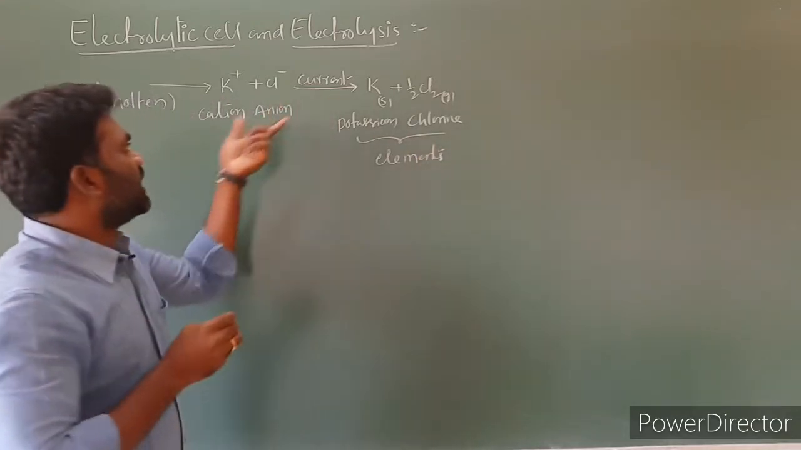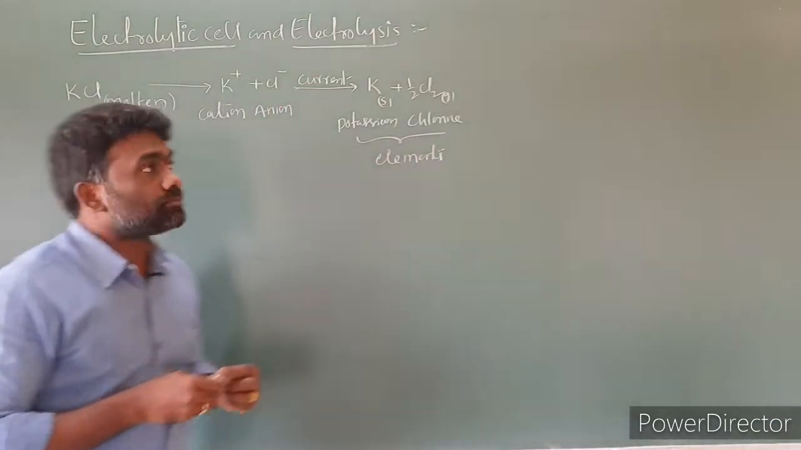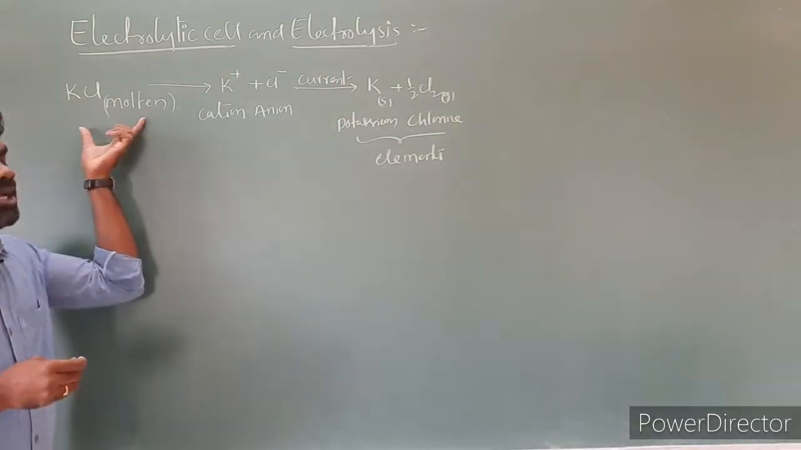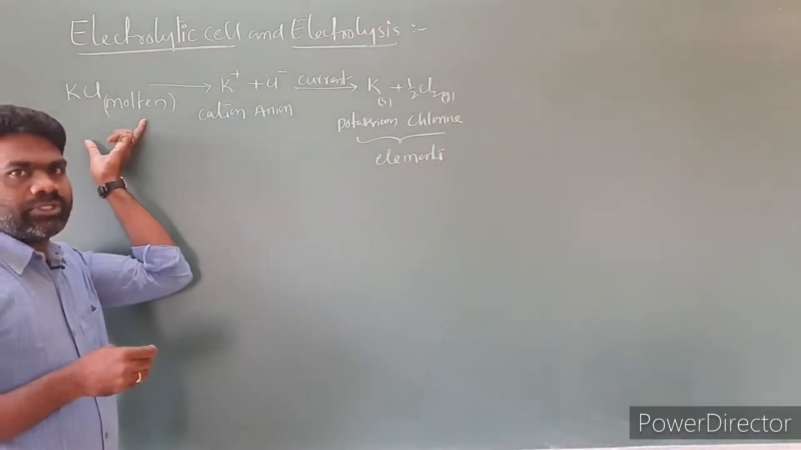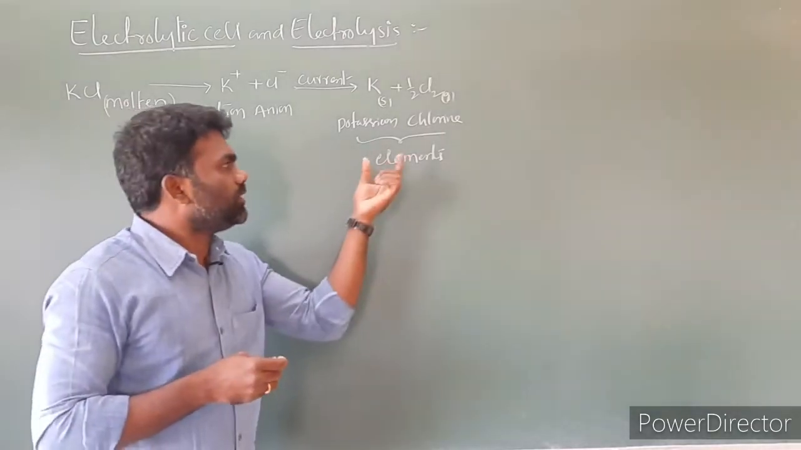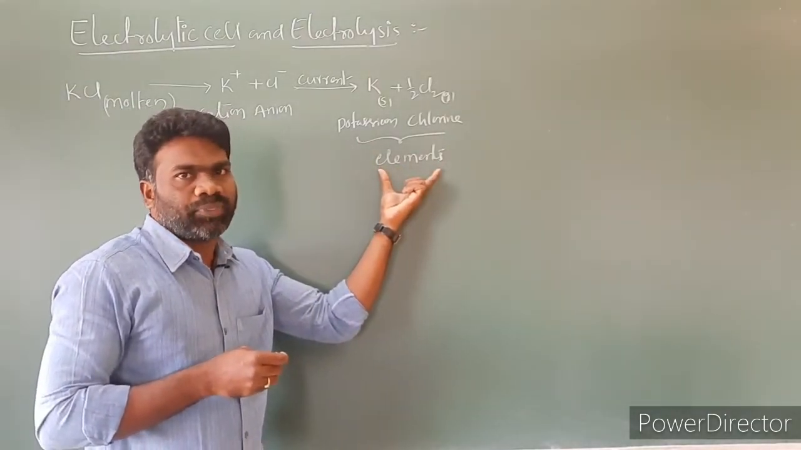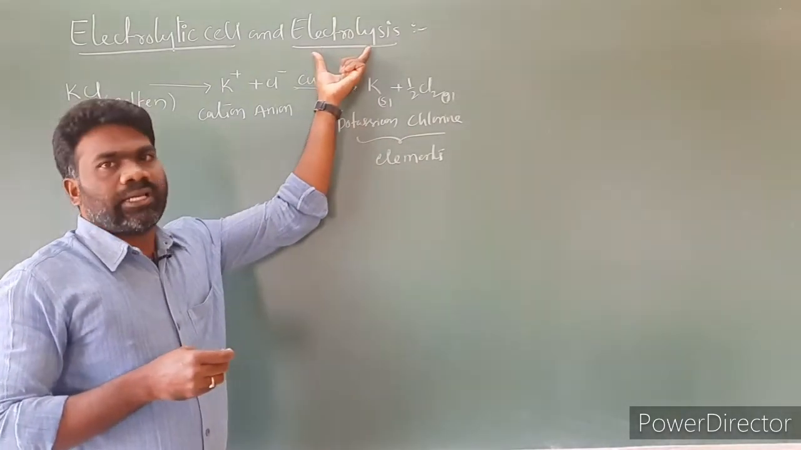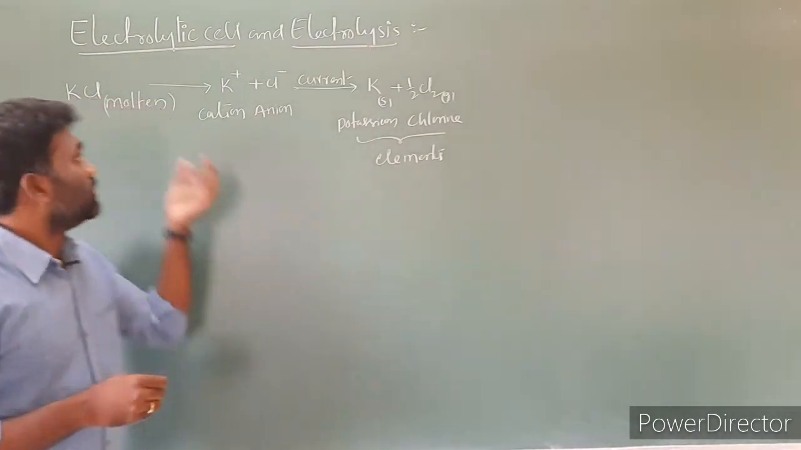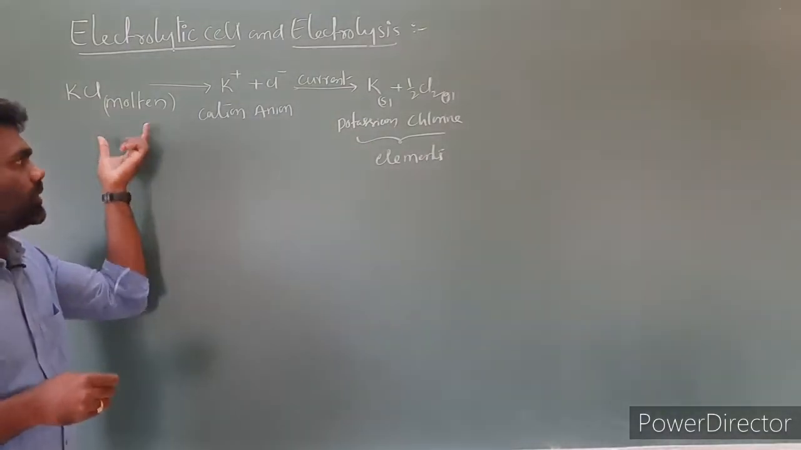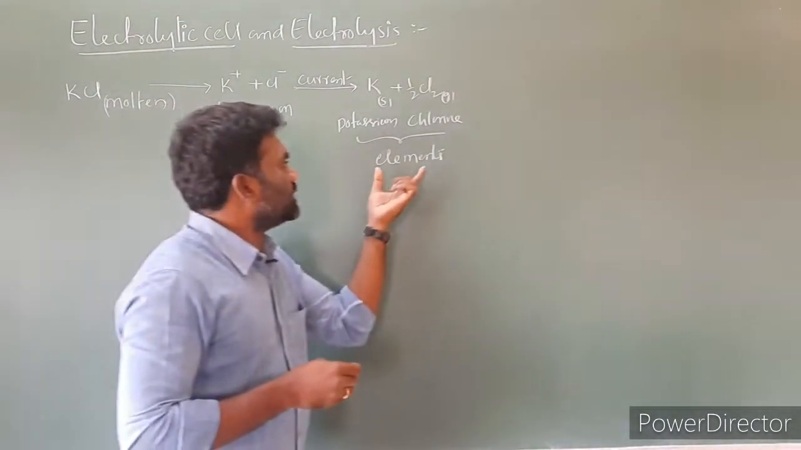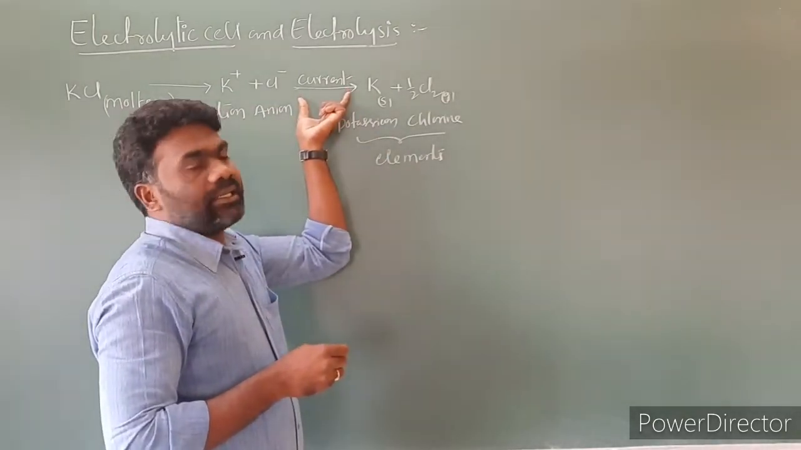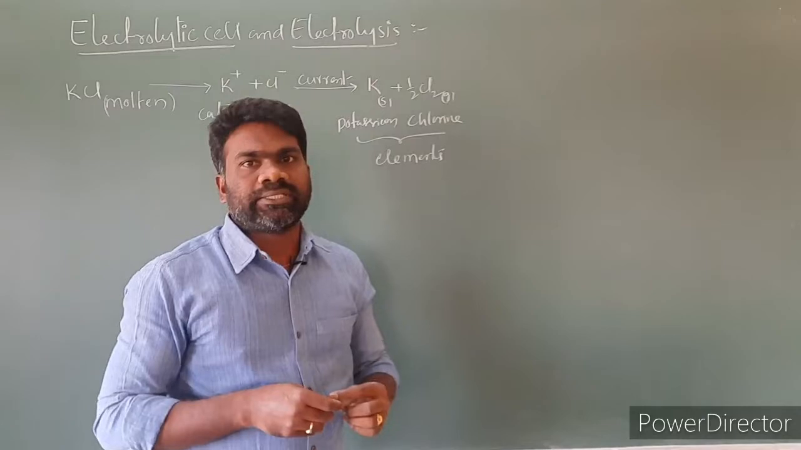So by passing current, ions are converting into their respective elements. So by taking this, we can define electrolysis as the decomposition of electrolyte into its constituent elements by passing current is called electrolysis. I am defining one more time: the decomposition of electrolyte into its constituent elements by passing current is called electrolysis.